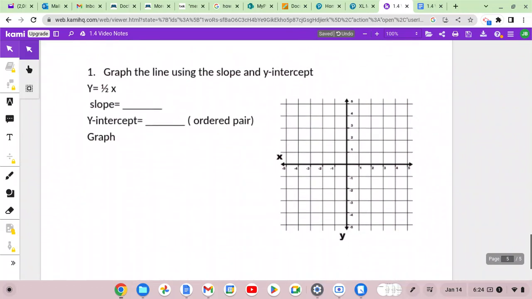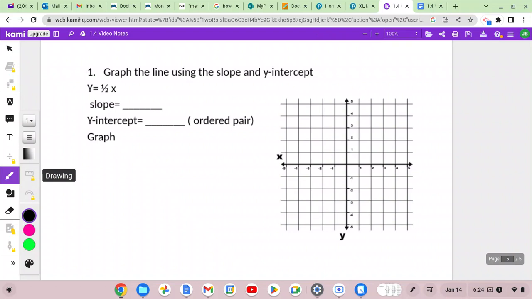I believe our last question, question 13, says graph using the slope and y-intercept. We have y equals 1 over 2x. Our equation is y equals mx plus b. So for this, we have y equals 1 over 2x. There's nothing that comes after it that we would need to fill in for the plus b, so we can do a plus 0 there.